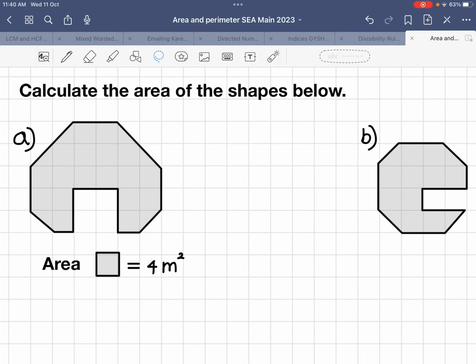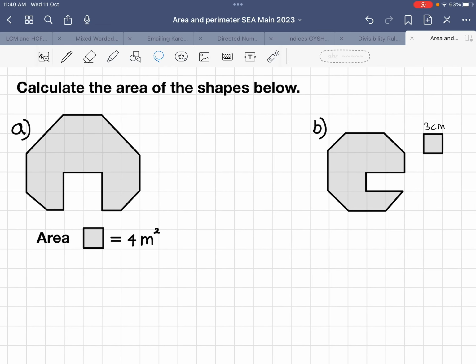Calculate the area of the shapes below. You can pause the video now and attempt these. For those who are unable to do that, I will demonstrate A, and then you will try B.